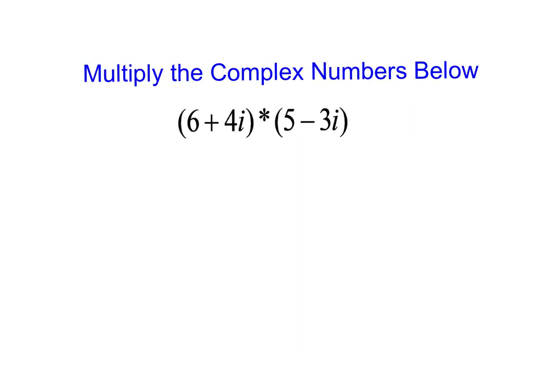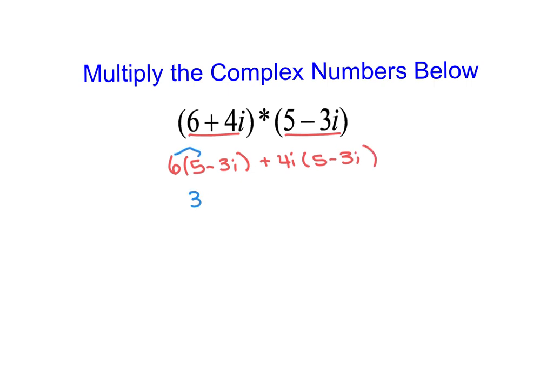So now let's practice multiplying, and we're going to use these powers of i to help us out. So we know that when we multiply things in parentheses, we take everything in the first parenthesis and multiply it by everything in the second. So we're going to take 6 and multiply it by 5 minus 3i. And then we're going to take 4i and multiply it by 5 minus 3i. I like to write it out this way so I can see I don't miss a distribution.